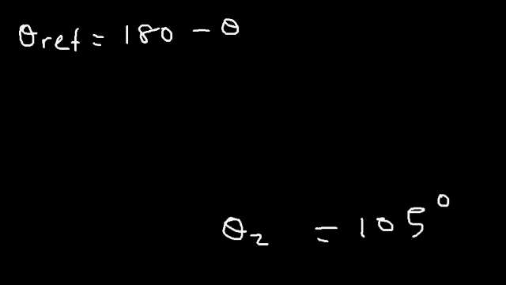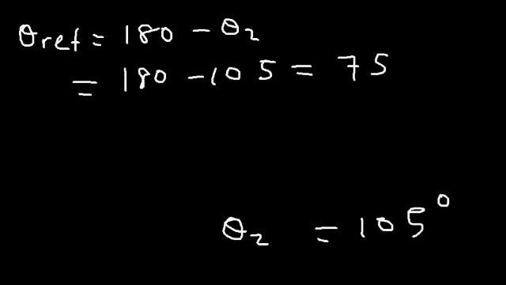Now 105 is an angle in quadrant 2. It's between 90 and 180. So the reference angle is going to be 180 minus the angle in quadrant 2. So that's 180 minus 105, which is 75 degrees. So 75 degrees is the reference angle.